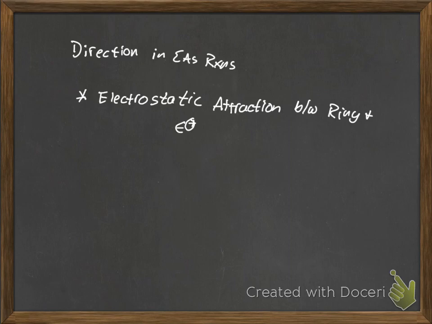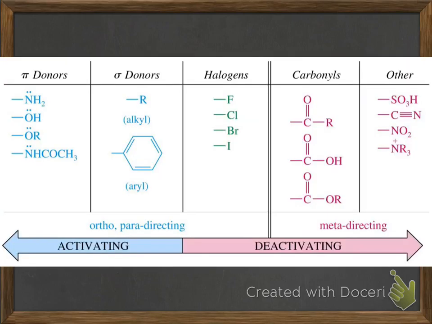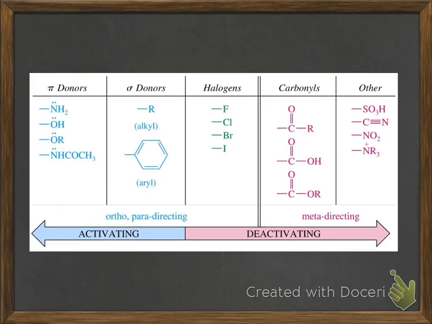Now, really quick, because I really like this figure, I'm going to put this back up, assuming I can find it. I keep coming back to this because it's really important. You need to start remembering what is an ortho-para-director and what is a meta-director. Generally, there's a lot of overlap between activating groups and deactivating groups. Remember, electron-donating groups are activating and tend to be ortho-para-directors, whereas electron-withdrawing groups tend to be deactivators and meta-directors.